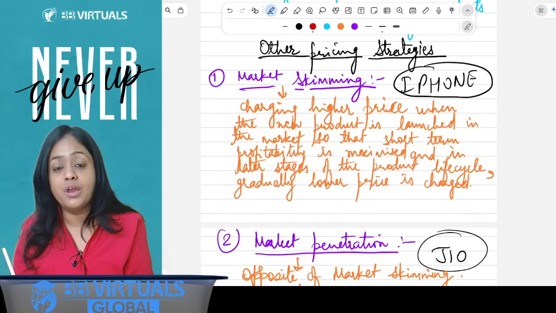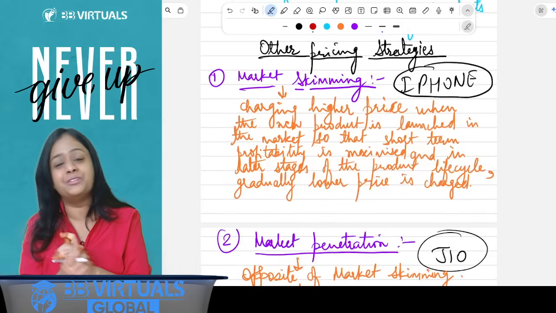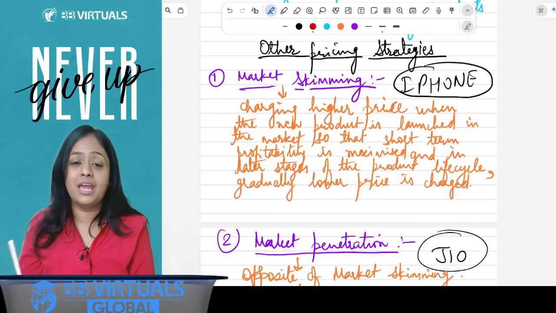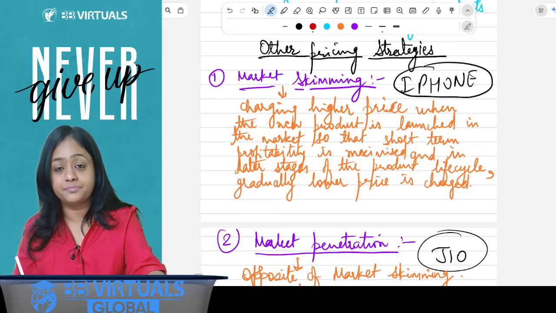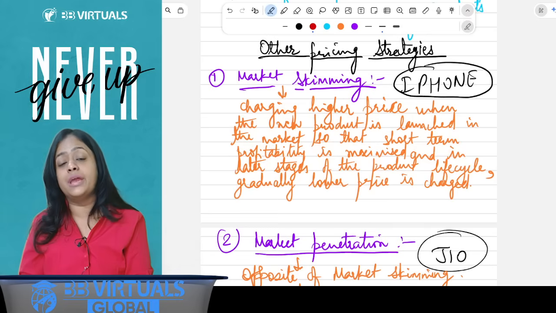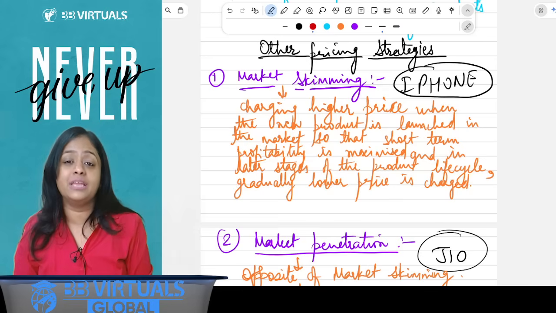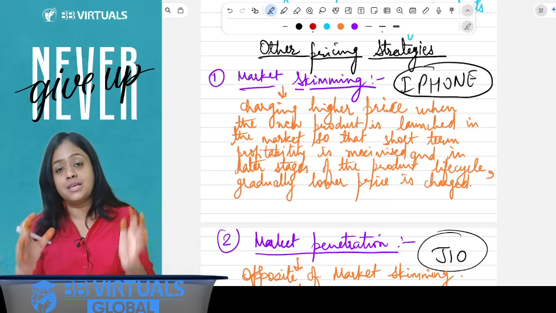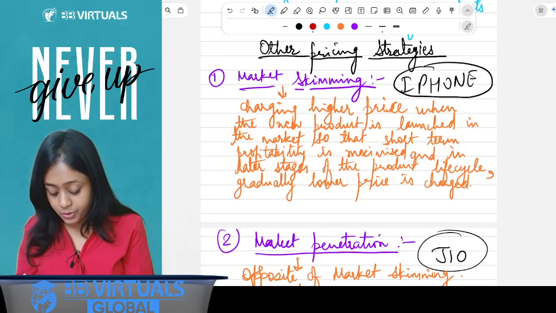Now let's move on and revise the different pricing strategies. First is market skimming. The best example that I gave is the iPhone, that is, they enter the market with a very high price with the aim to get the maximum profits in the first few periods of the life cycle only, because we know products now have a shorter life cycle, so the aim is to maximize the profits within that short period only.